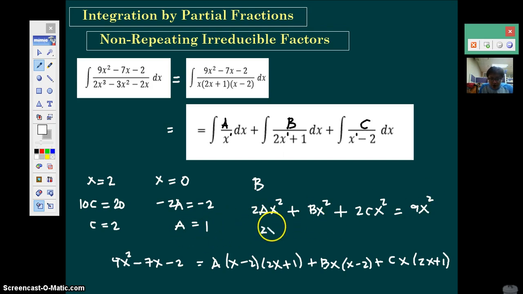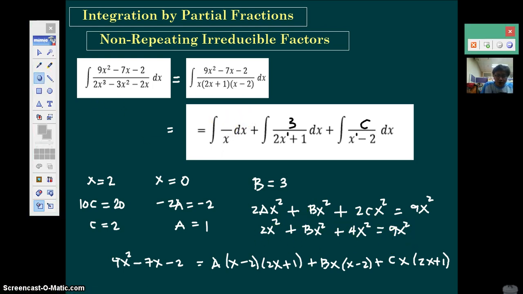So this is 2x squared because A is 1. That's Bx squared, that's what we're looking for. And then C, if C is 2, then this must be 4x squared. So if C is 2, and it's equal to 9x squared, it's now clear that B must be 9 minus 2 minus 4, that's 3. So B must be 3, so that the right side is 9x squared. So now you have the values of A, B, and C.